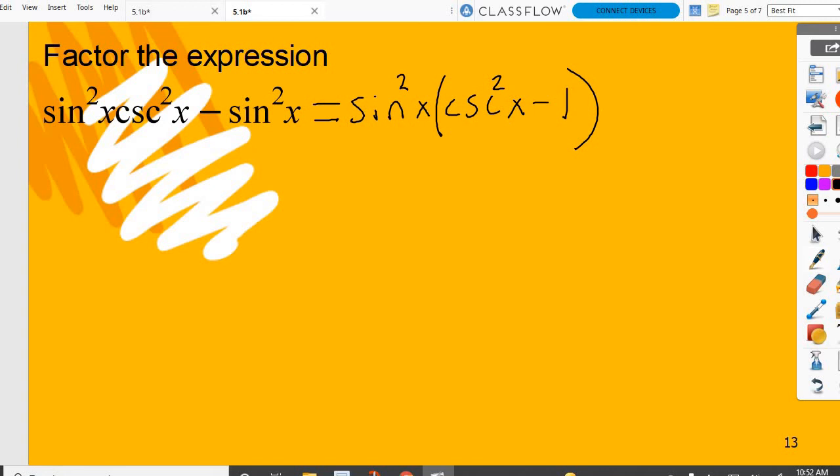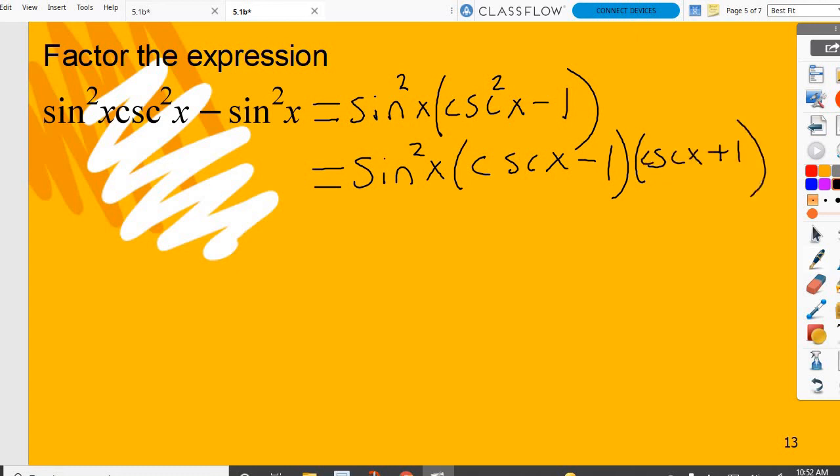So notice that it just asked me to factor it. Agreed? It does not say simplify. Oh. So we're wanting to factor that. So cosecant squared x minus 1 is going to be what? Oh, it's a difference of squares. So what would we get? Cosecant of x minus 1 times cosecant of x plus 1.